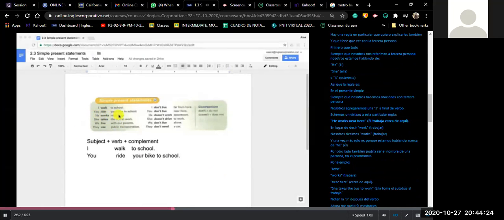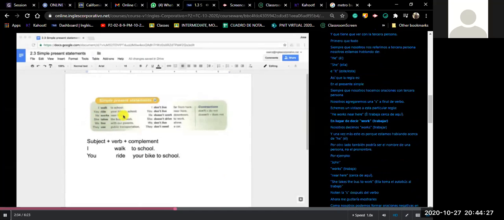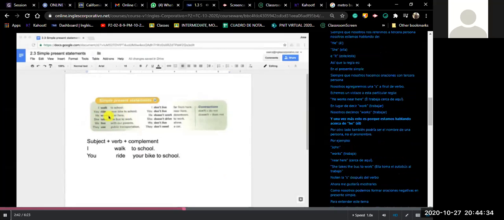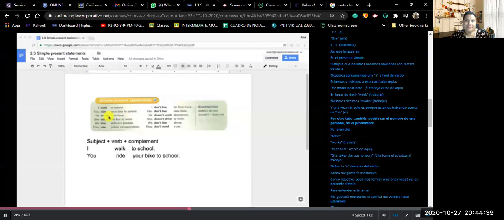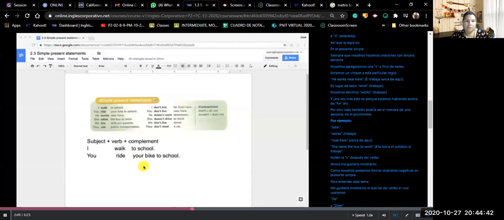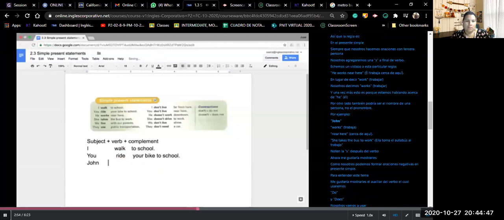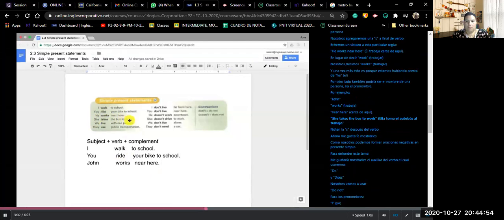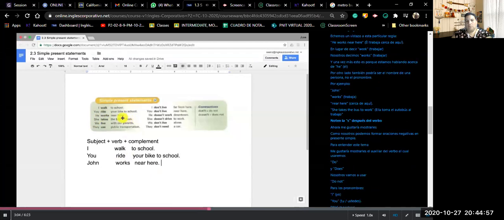Let's take a look at that particular rule. He works near here. Instead of work, we say works. And once again, this is because we're talking about he. And by the way, that could be the name of a person as well. For example, John works near here. She takes the bus to work. Notice the S after the verb.